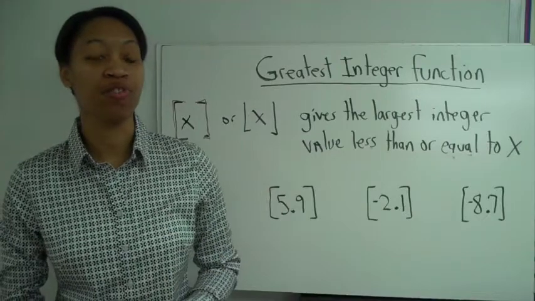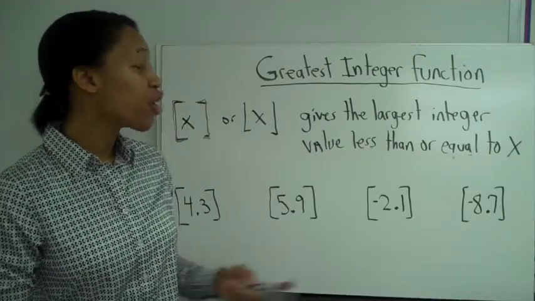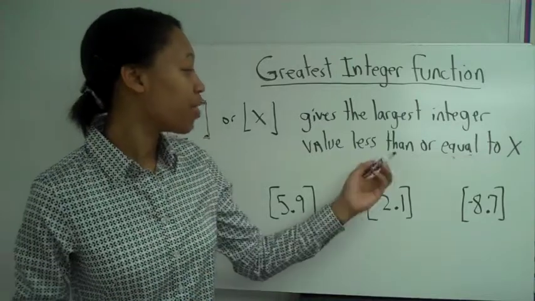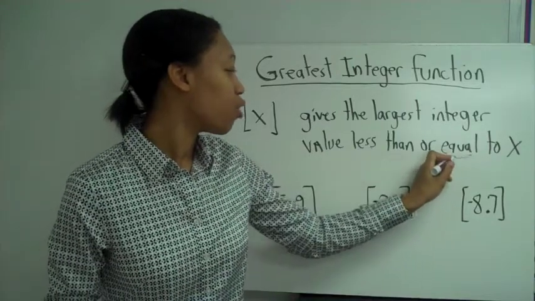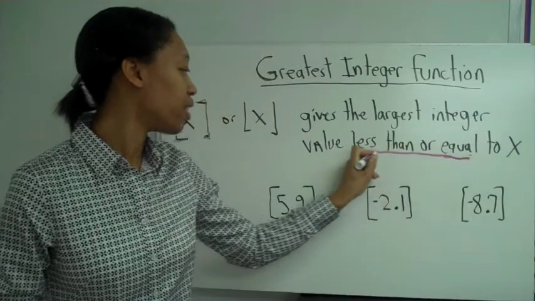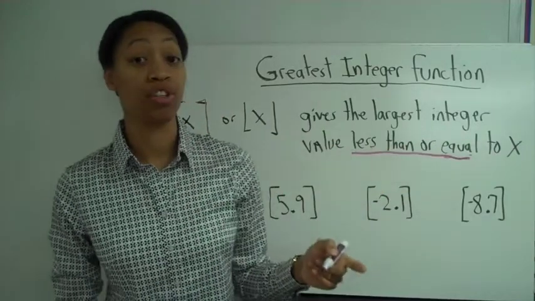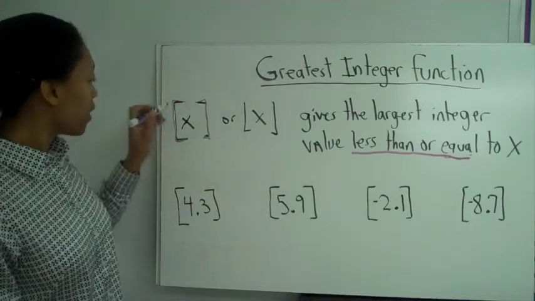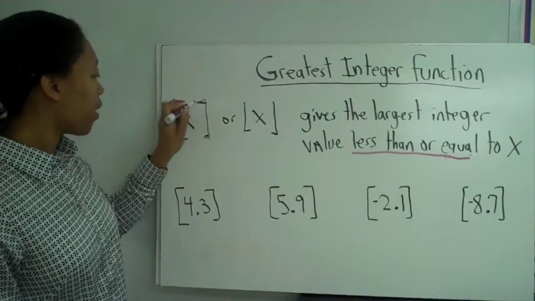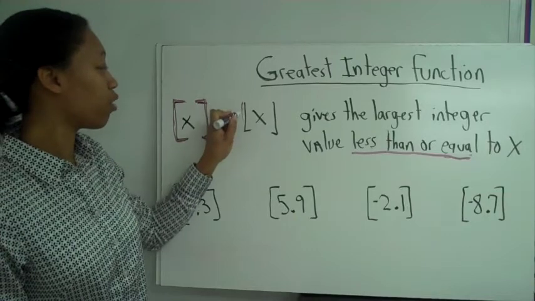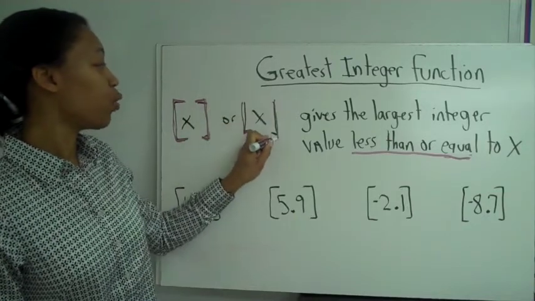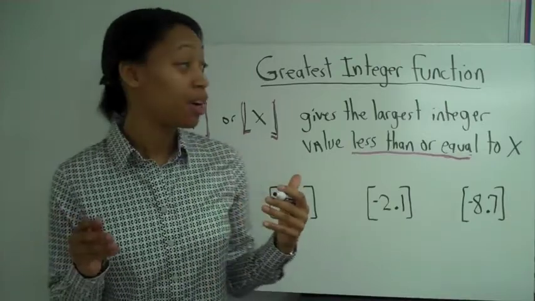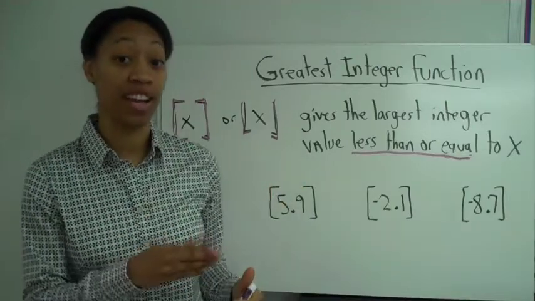The greatest integer function gives the largest integer value that is less than or equal to the value of x. It gives a value that is less than or equal to, and it's represented by square brackets around the x, or it could be like a floor function. You are going to round down to the next integer down.